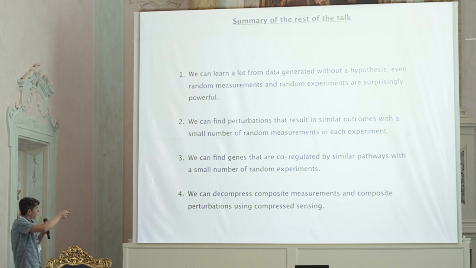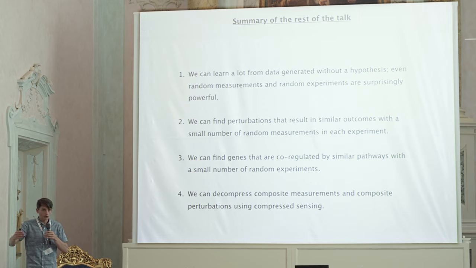First is that in a lot of cases, we can actually learn just by doing random experiments and making random measurements. So really the point is that you just need to collect information from your system. And as long as you're collecting with each measurement or each experiment a little bit of different information, in many cases, it doesn't matter how you design that. You don't have to know anything about your system in advance. You just need to collect information in orthogonal directions. And you can design these randomly and still figure out what's going on.